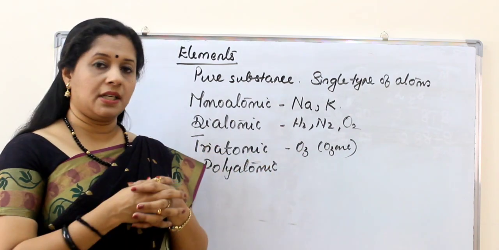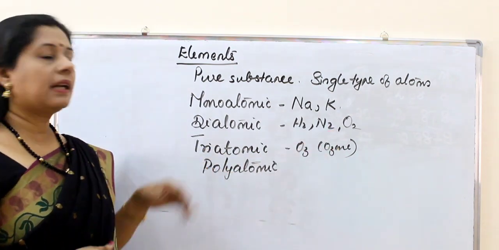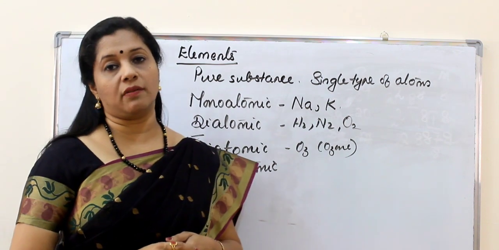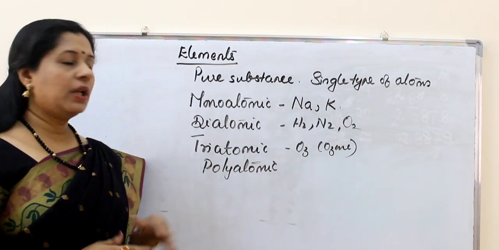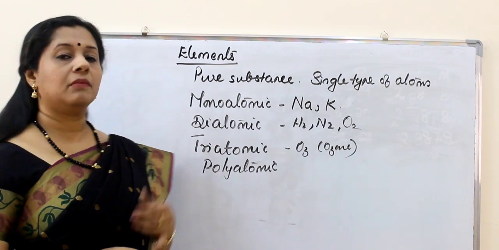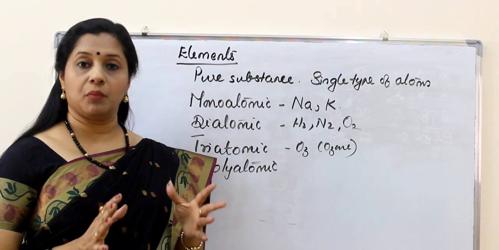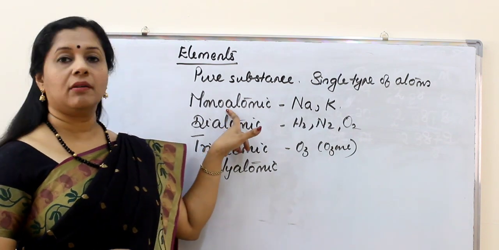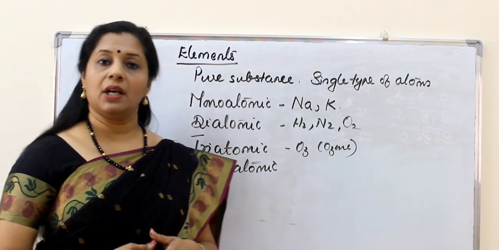So hydrogen always stays together, nitrogen always stays together, oxygen always stays together. Then triatomic means 3 atoms always stay together. An example is ozone, which is O3. Then polyatomic means starting from di, 2 or more together, however many numbers there are, we call them polyatomic. So monoatomic is the only one not coming under polyatomic, the rest are all polyatomic.